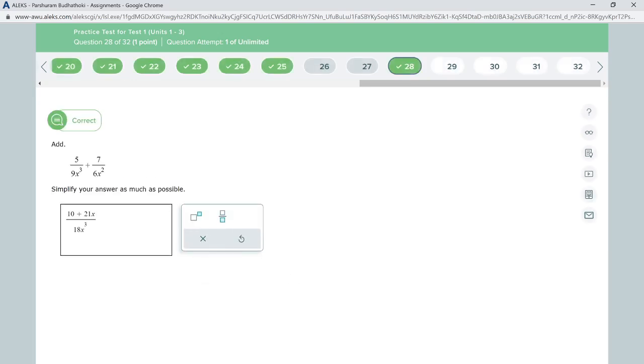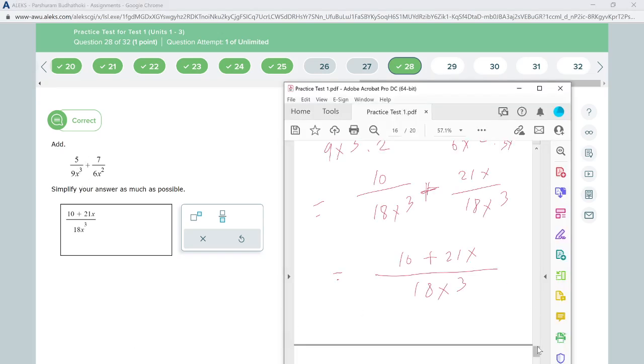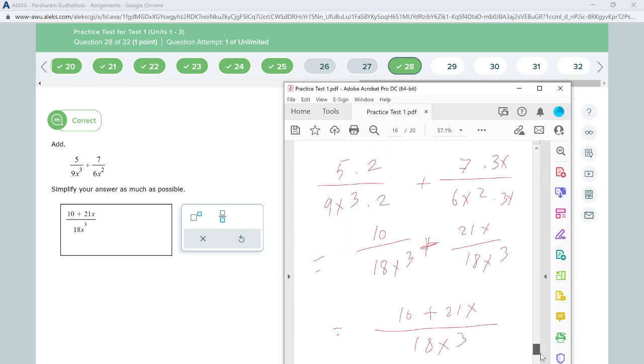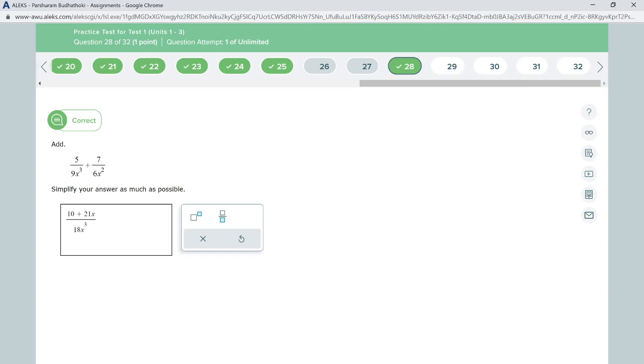So the idea is, if you have different denominators, then you have to find the LCD, and you have to change this denominator to the common denominator, the LCD. In this case, it's 18x cubed.